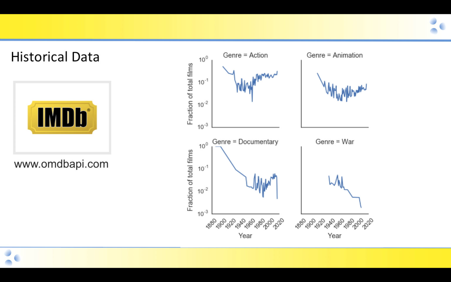In terms of the number of films being made, the number of action films as a fraction of total films has certainly increased over the last few years. Animation has been fairly consistent, with a dip in the 60s and 70s and then a resurgence now. Documentary film has certainly increased in number. War movies, however, have dropped dramatically. There was a big push to make war movies in the 40s and 50s, and not so much now.